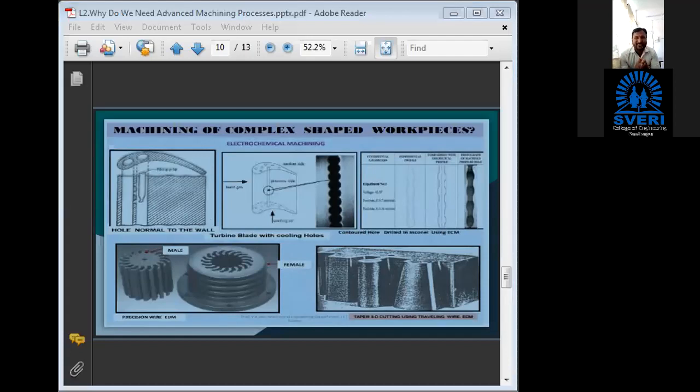This kind of 3D component can be easily made by using the wire EDM process, that is wire electrodischarge machining, or wire electrochemical machining process, and some other advanced machining processes also. We will discuss all of them later on.